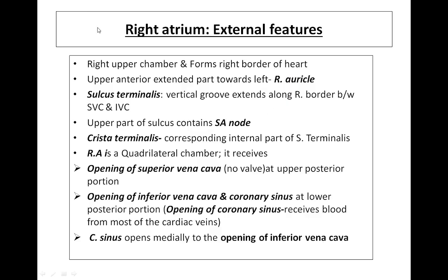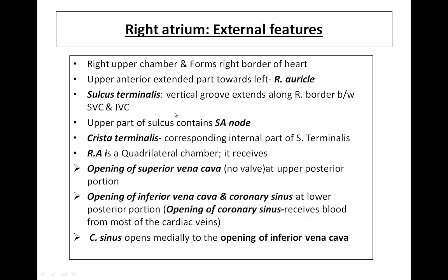Now come to the right atrium, external features. What are the things present on the right atrium? The right atrium is the right upper chamber, and it forms the right border of the heart, as we already know. Then in the upper part, there is an anterior extension, which is called the right auricle. Then the sulcus terminalis. This is one of the important landmarks. It is a vertical groove that extends along the right border of the heart between the superior and inferior vena cava.